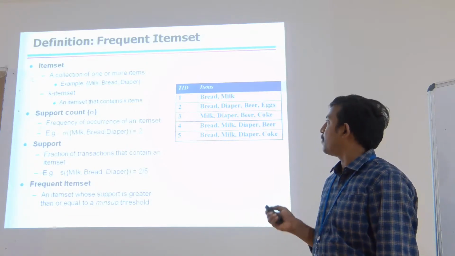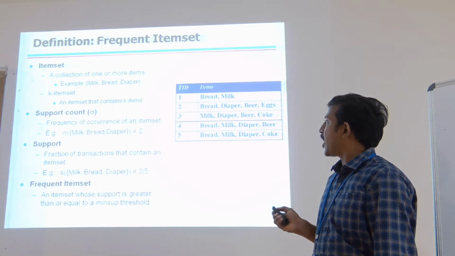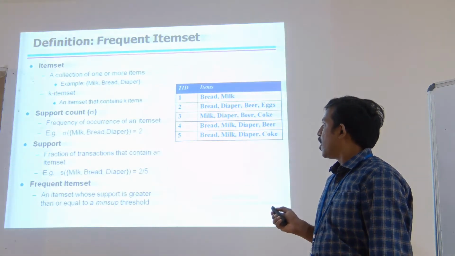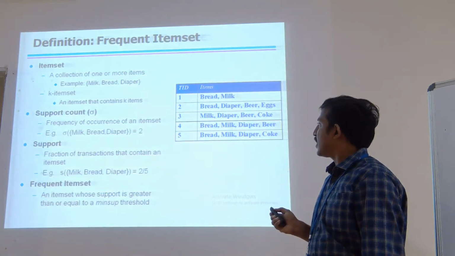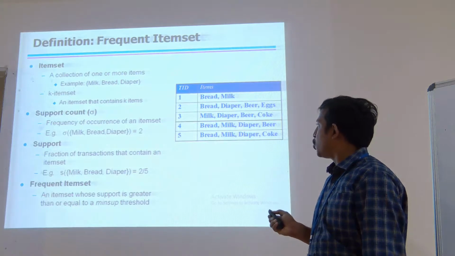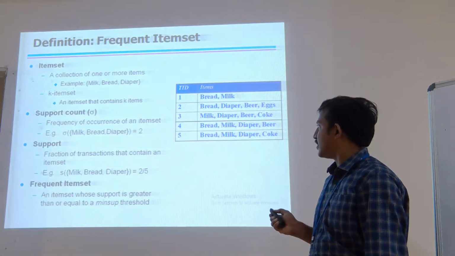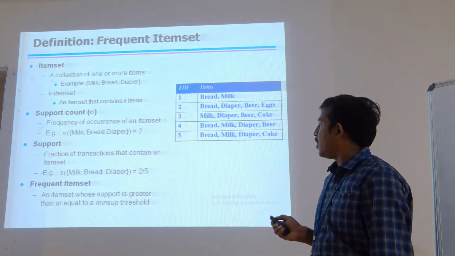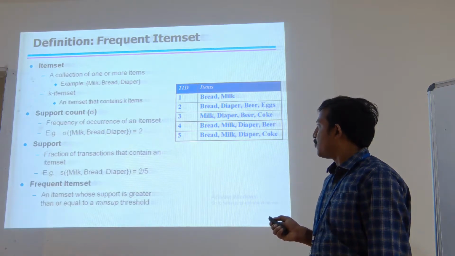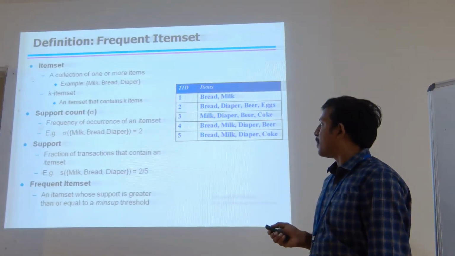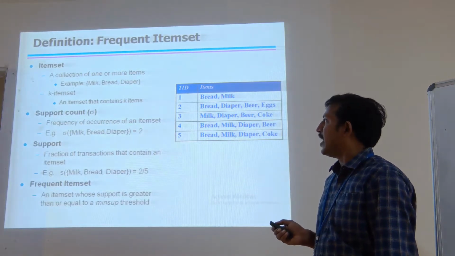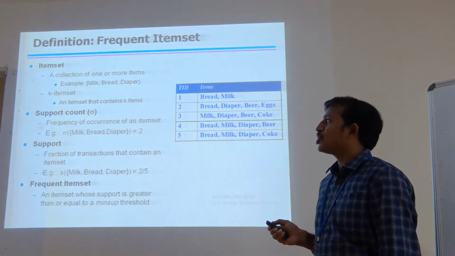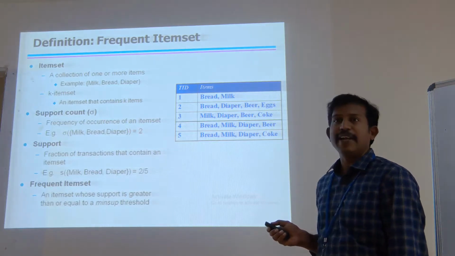Please observe this database. In the database, we have 5 transactions. Among these five transactions, milk, bread, and diaper appeared 2 times. That means in 2 transactions, that is the 4th transaction and the 5th transaction. That's why sigma of milk, bread, diaper is equal to 2. The frequency of occurrence of milk, bread, diaper is 2. This is called the support count of milk, bread, diaper.